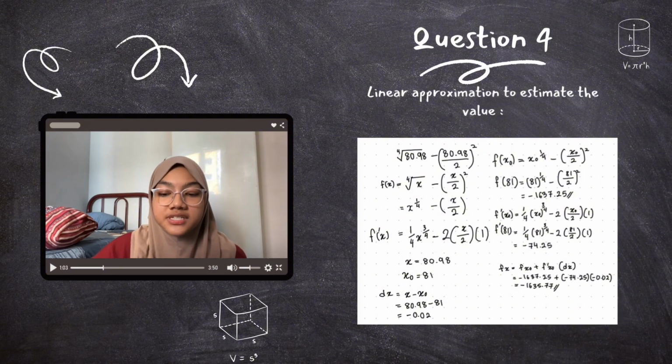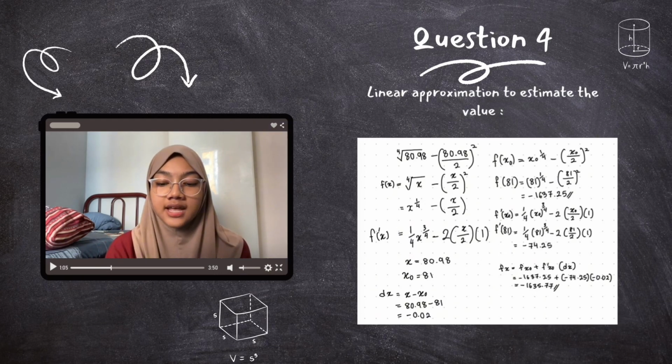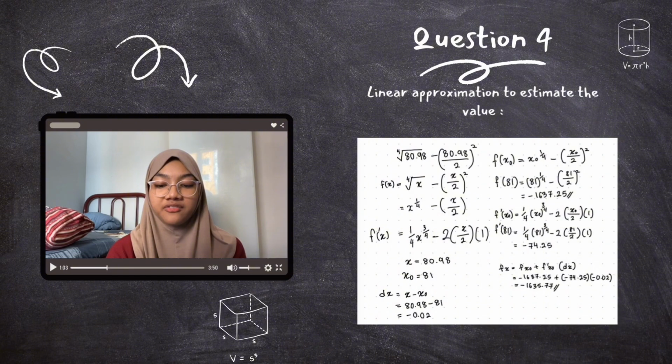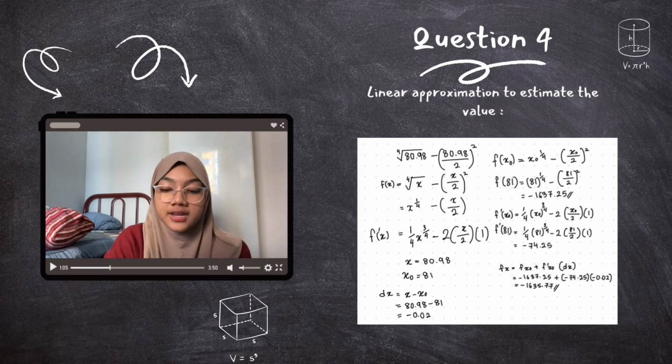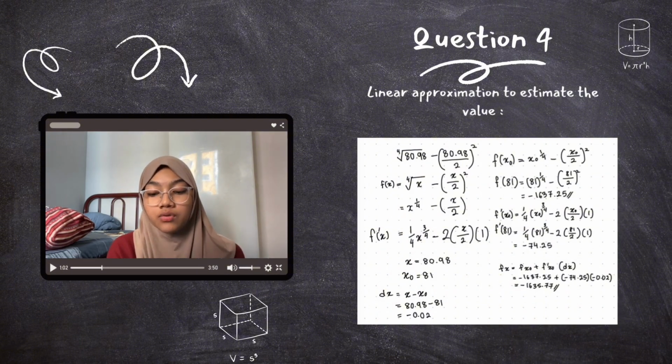And then we're going to differentiate the equation. We get f(x) equals x to the power of 1 over 4 minus x over 2 squared. And for f prime, we get 1 over 4 x to the power of negative 3 over 4 minus 2x over 2 squared multiplied by 1. For x, we already have the number from the question, which is 80.98. For x naught, we choose the number closer to 80.98 whose root is a whole number, which is 81.